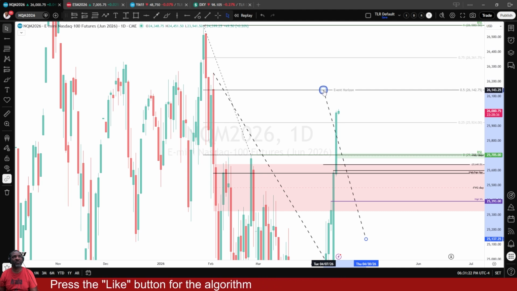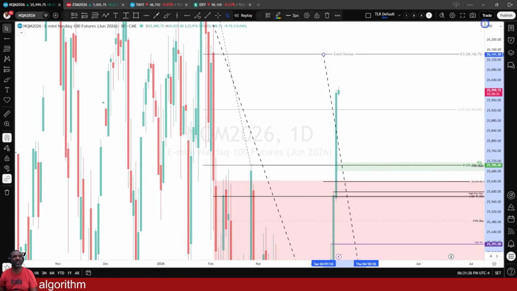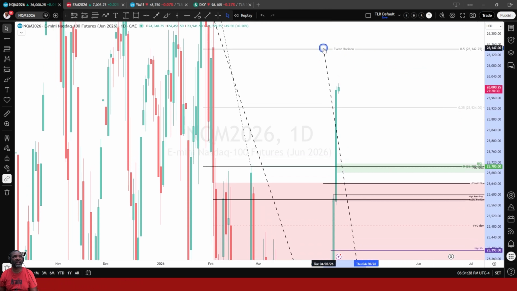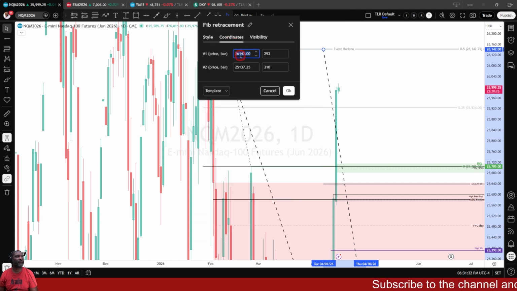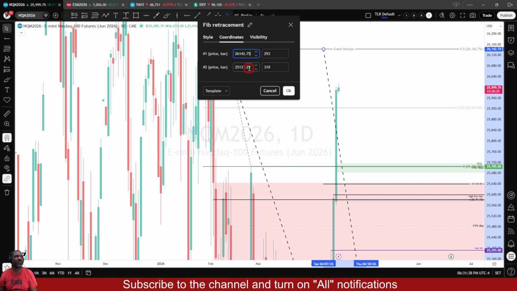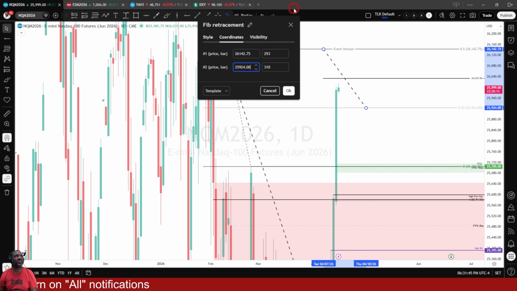24,142.75. Let's see if we can get it. It's not going to let me get there. It's going to drive me crazy if I don't hit it on the dot. So I'm going to try to get it on the dot. 142.75. Right. And then this other one is 25,924 even. Right. Press that enter.